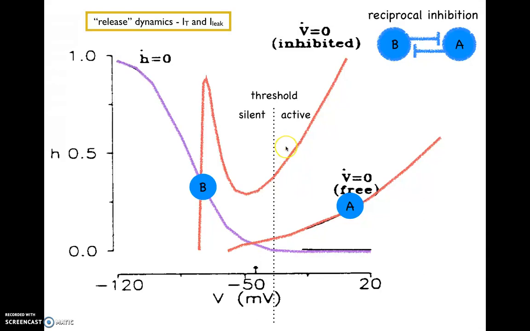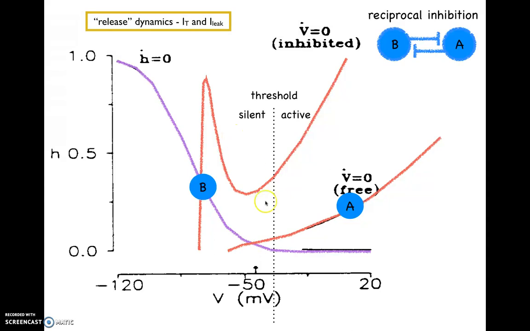Inhibition raises the voltage nullcline here because H is the gating variable for an inward current. And think that through for yourself. In the previous case of nullclines that looked like the Morris-Lecar model, the gating variable W was an outward current, and so the inhibited nullcline was below the free nullcline. But here H is the gating variable for an inward current, so the inhibited nullcline is above the free nullcline.